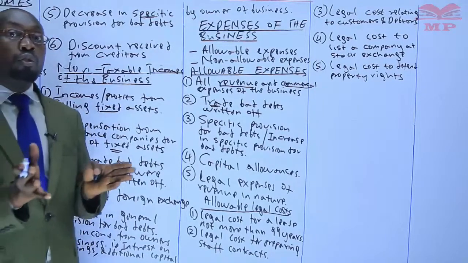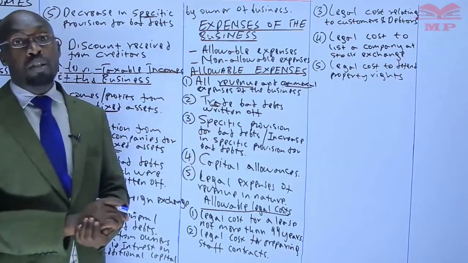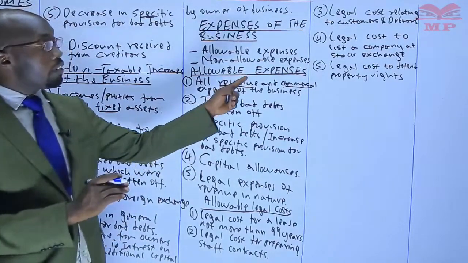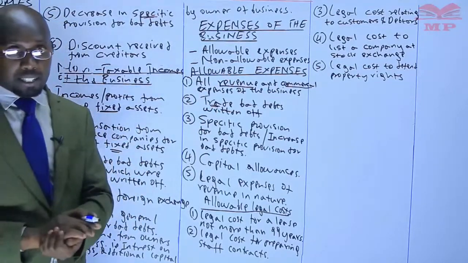And because you are not a lawyer, you hire one to go and represent you. In the process, he charges you some legal fee. That is the one we are saying legal cost to defend your property. And when you pay, that becomes an allowable expense.